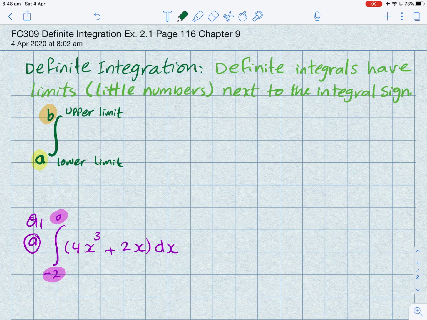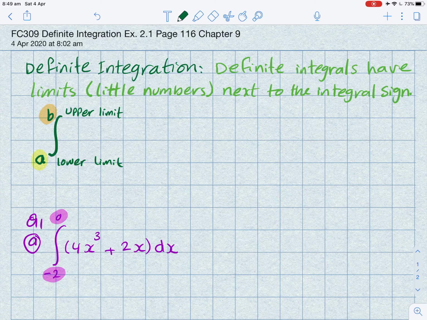Also, when we do definite integration, we don't add the constant of integration, the c. We don't add c when we do a definite integration, because our answer is always going to be a number at the end. So we don't put c.